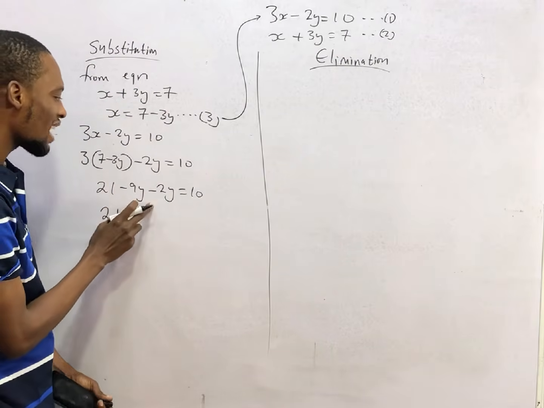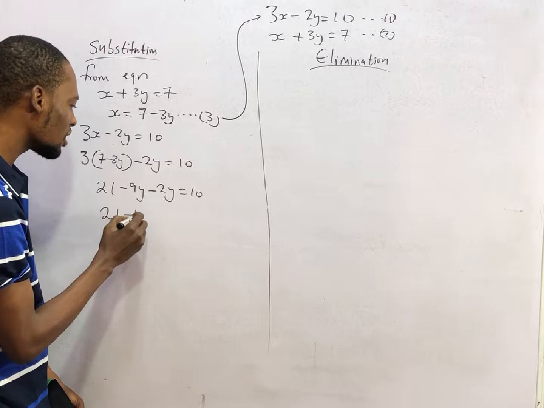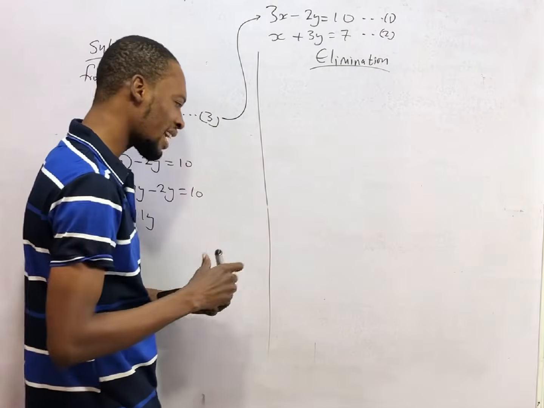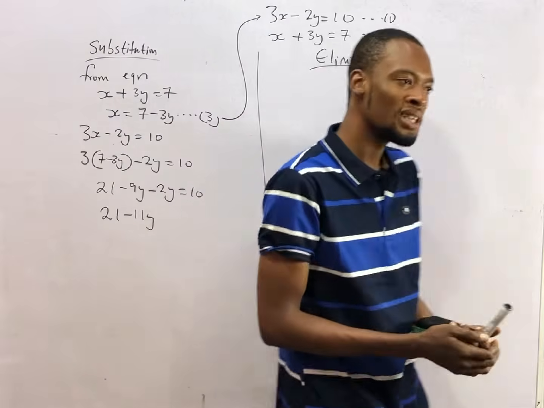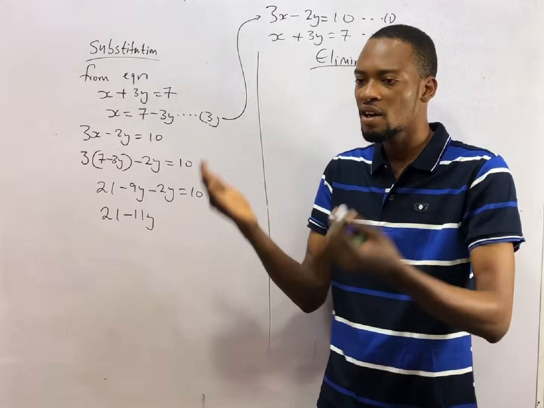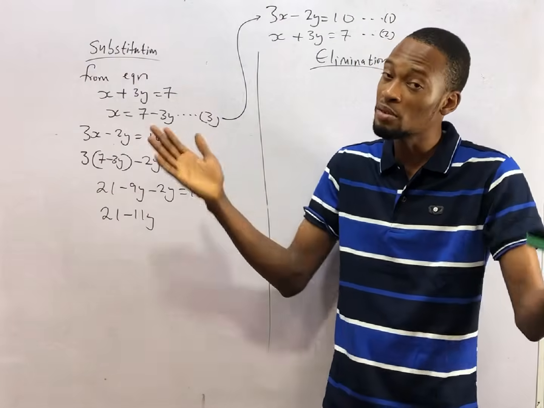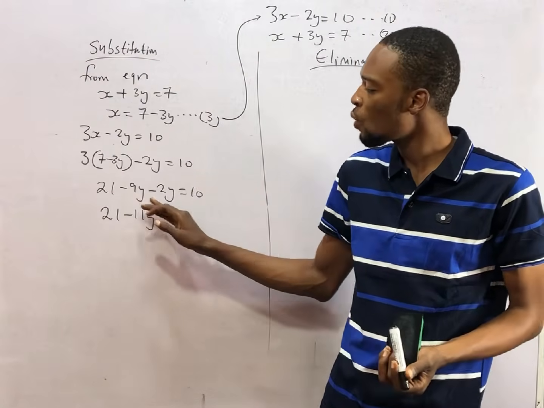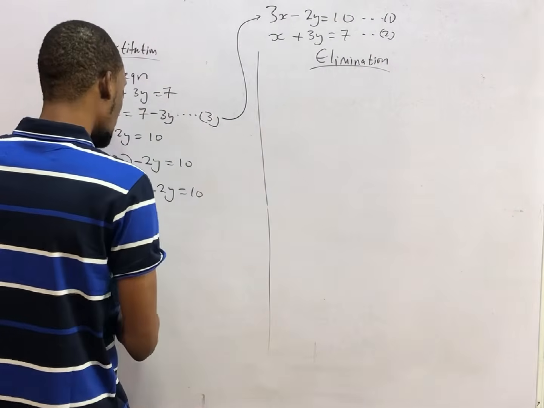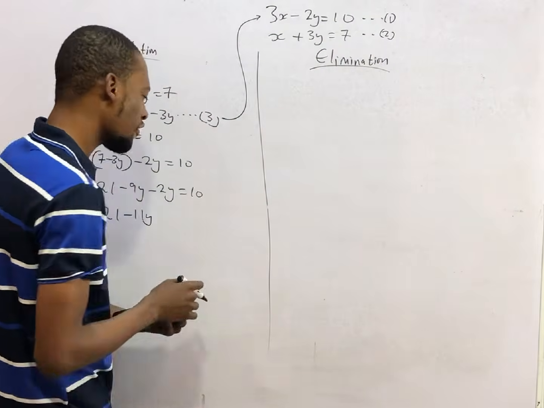21 minus 9y minus 2y is minus 11y. What does it mean? Minus 9y means you are owing 9y. Minus 2y means since you love owing, you went ahead to borrow another 2y. Owing, borrow equals borrow. So minus 9y minus 2y is minus 11y. You are still owing. It is not for you.